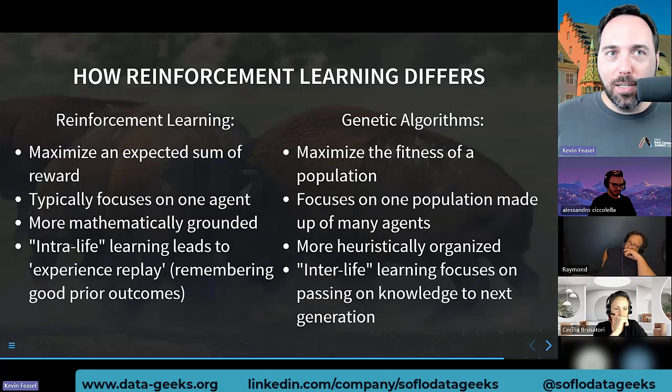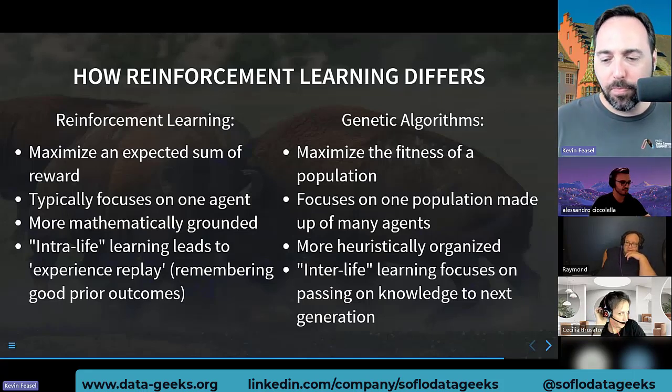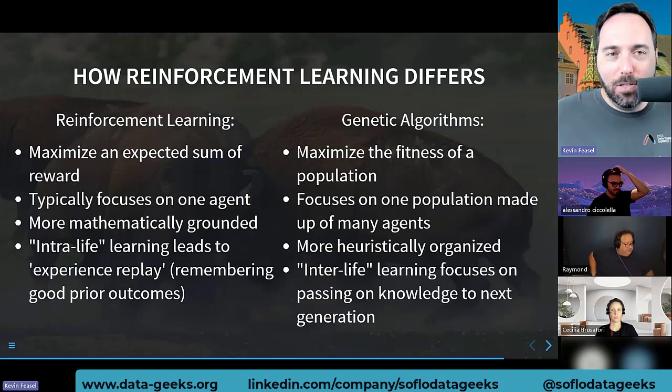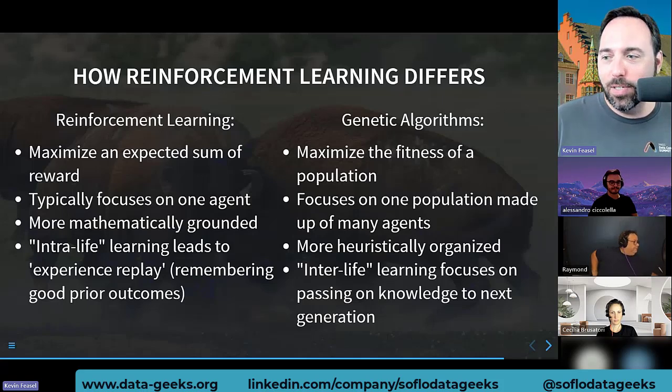In reinforcement learning, there is actually more mathematical grounding. In many cases, it's built off of Markov chains, whereas genetic algorithms are actually more heuristics. We're taking advantage of the fact that by swapping things around, by Frankensteining our population, we can actually end up with some good results.